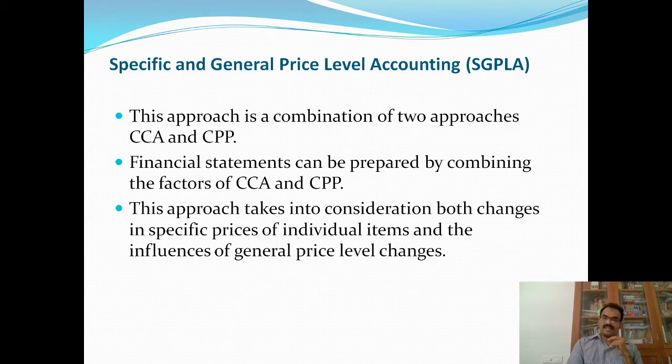This approach takes into consideration both the changes in specific prices of individual items and the influences of general price level changes. We have already studied that in current purchasing power accounting, we take changes in the general price level, and in current cost accounting, we take specific prices of individual items. So this method combines both the CCA method and the CPP method.